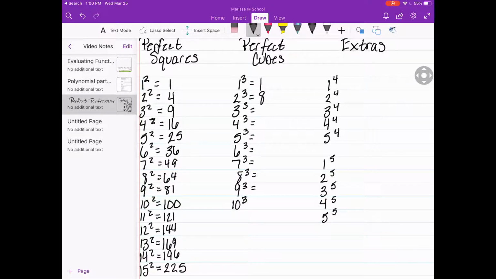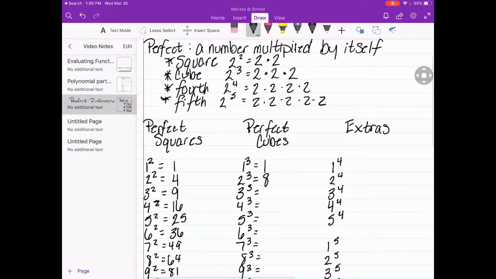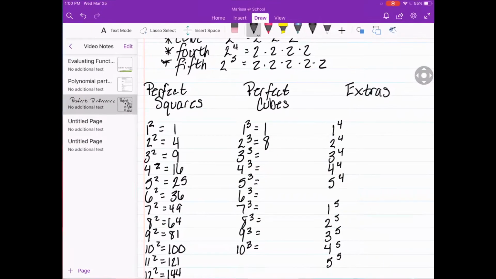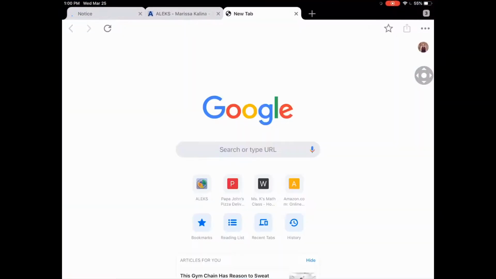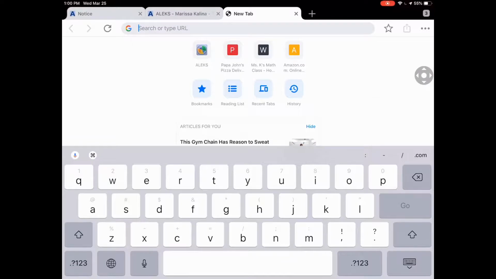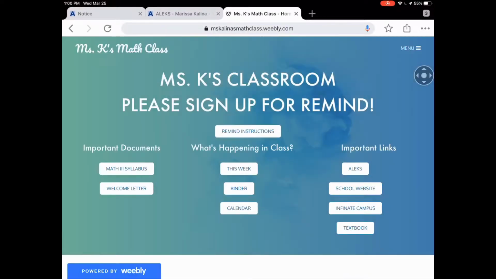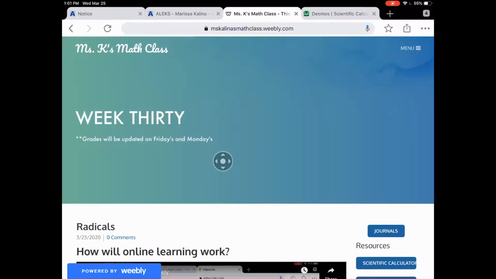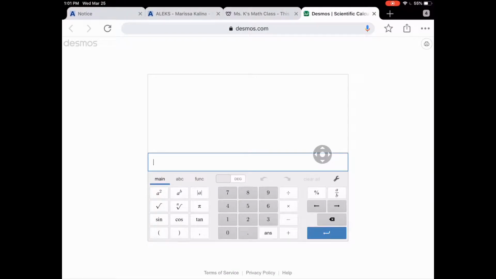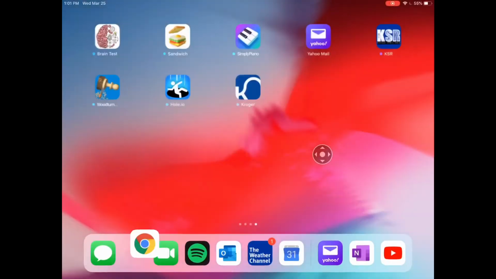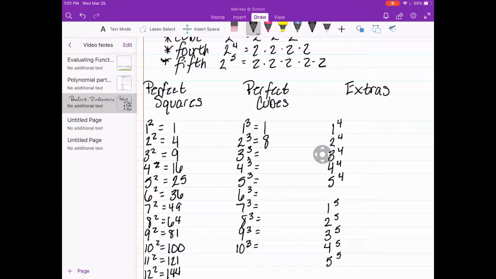If you get to one that's pretty big and you're not really sure what that is, go ahead and go to the classroom website. And let me see if I have it up right away. I don't. But if we go to the classroom website, Miss Kalina's mathclass.weebly.com, you'll want to click this week, it'll take you to this page. And then you can click this link here at the side, the scientific calculator, and it'll take you to that calculator that you need.